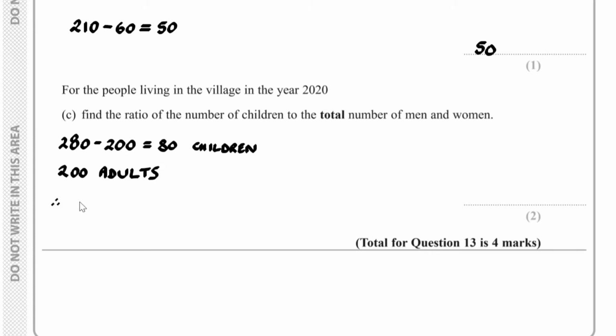And therefore the ratio of children to the total number of men and women, we've got 80 to 200, which we can simplify to 8 to 20, which if we half it, we get 4 to 10, which is the same as 2 to 5. And the way you can get this is to divide through by 40. So we end up with 2 to 5.